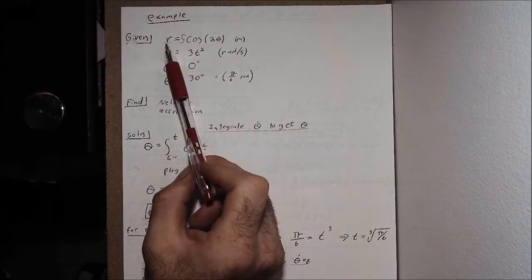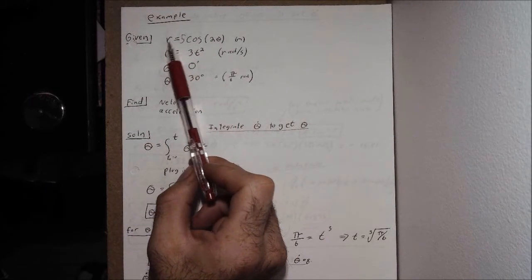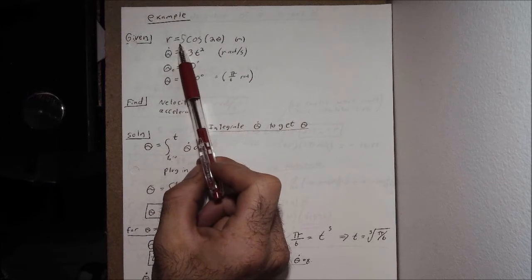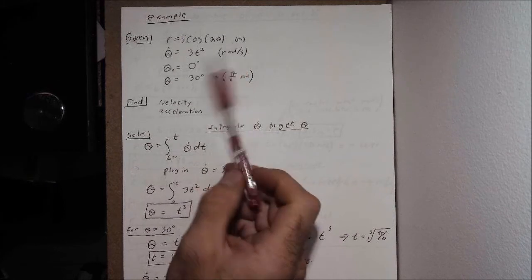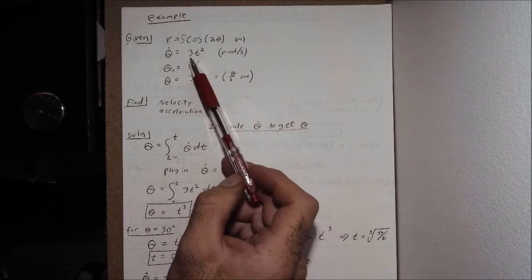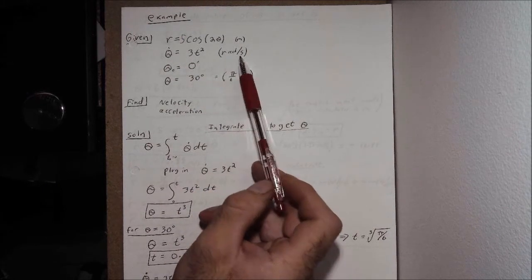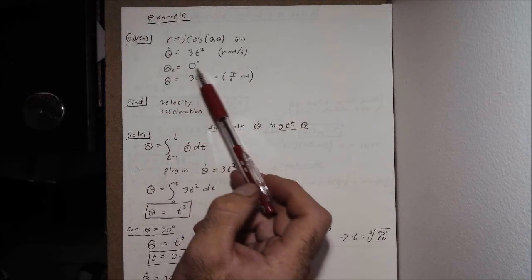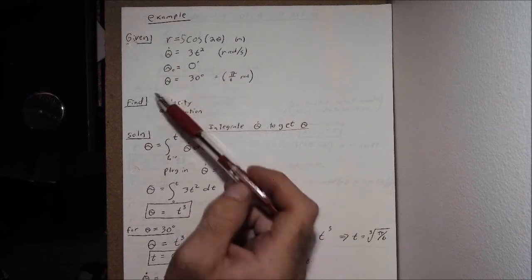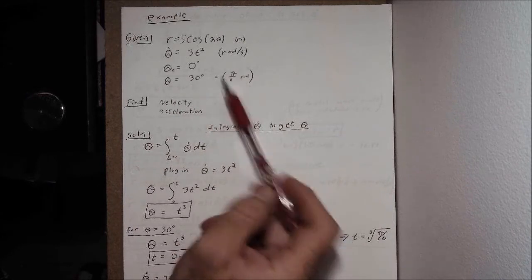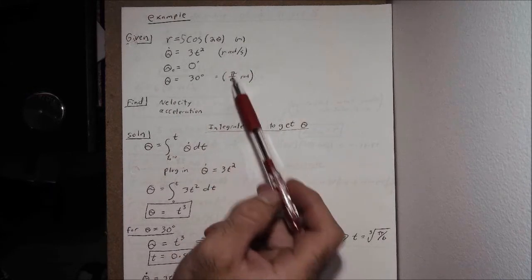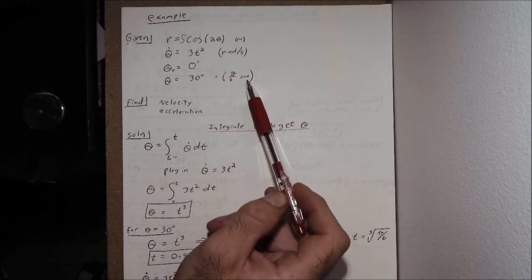We know that they give us this relationship for the r position, 5 times the cosine of 2 theta, in units of meters. They tell us our theta dot is equal to 3t squared in units of radians per second. Our initial condition, theta naught, is at 0 degrees. And our end position for theta is equal to 30 degrees. I'm going to do that conversion because everything else has been in radians up here. So 30 degrees is equal to pi over 6 radians.